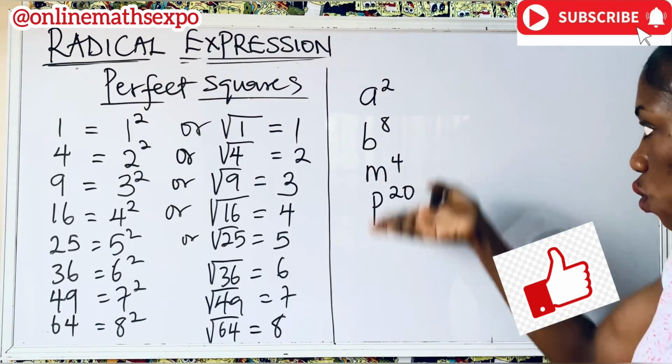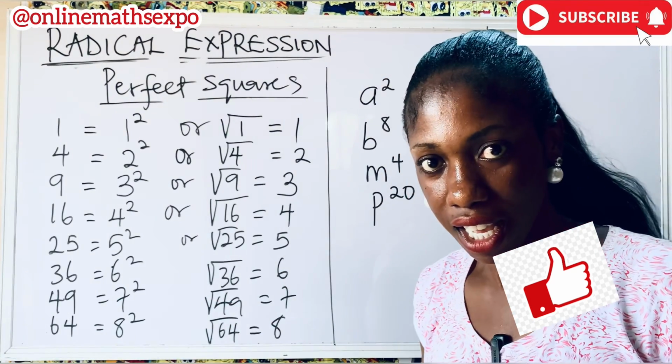Now let's look at this also. These are also perfect squares. I hope that is clear.